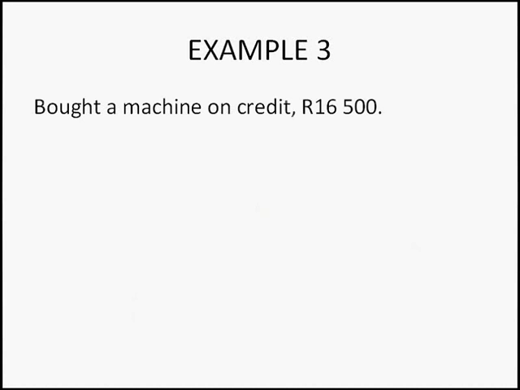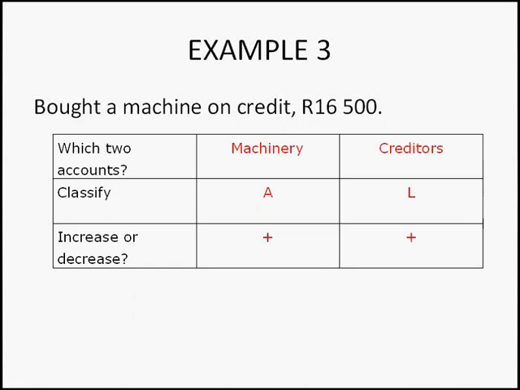Example 3. The transaction is bought a machine on credit, 16,500 rand. Okay, so let's have a look then at what are the two accounts. Question 1 is always, what are the two accounts? In this case, I bought a machine, so machinery would be my one account. I bought it on credit, which means that I didn't pay cash for it immediately and that I still now owe somebody the money for it. And that means that I have creditors. So the two accounts involved is machinery and creditors.